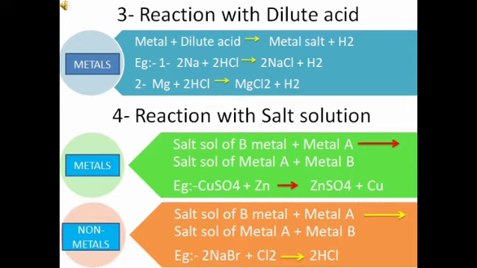Now let's see reaction with the salt solution. An important point to be noted is a more reactive metal displaces a less reactive metal from its salt solution. That means salt solution of metal B plus metal A gives salt solution of metal A plus metal B. For example, copper sulfate, that is blue solution, plus zinc, silvery white, will give zinc sulfate, that is colorless solution, plus copper. But in case of non-metals, a more reactive non-metal displaces a less reactive non-metal from its salt solution. Example, sodium bromide plus chlorine gives sodium chloride plus bromine.